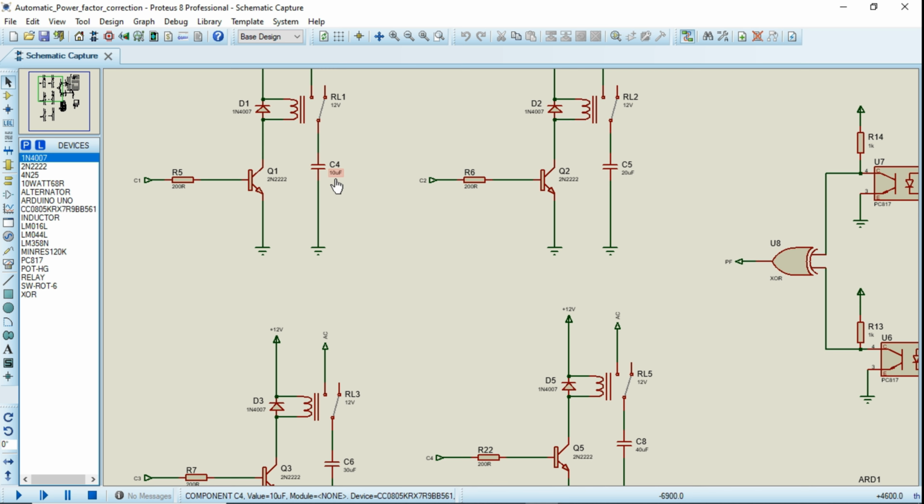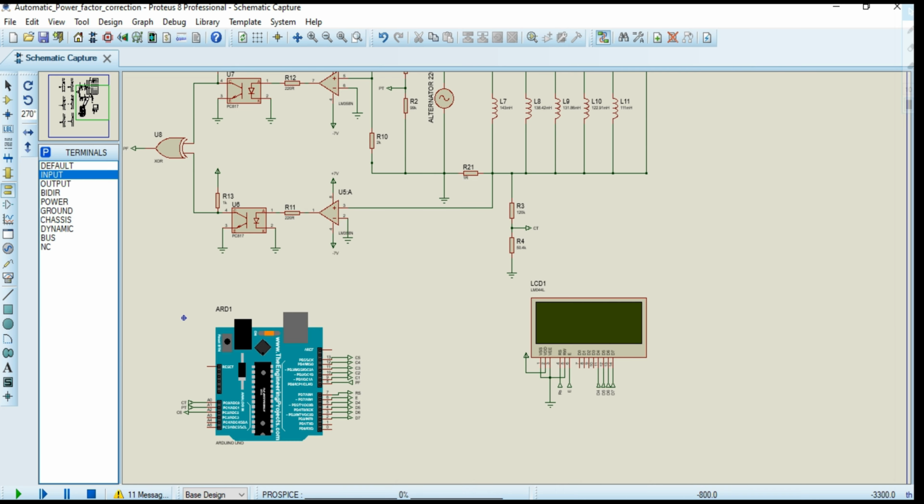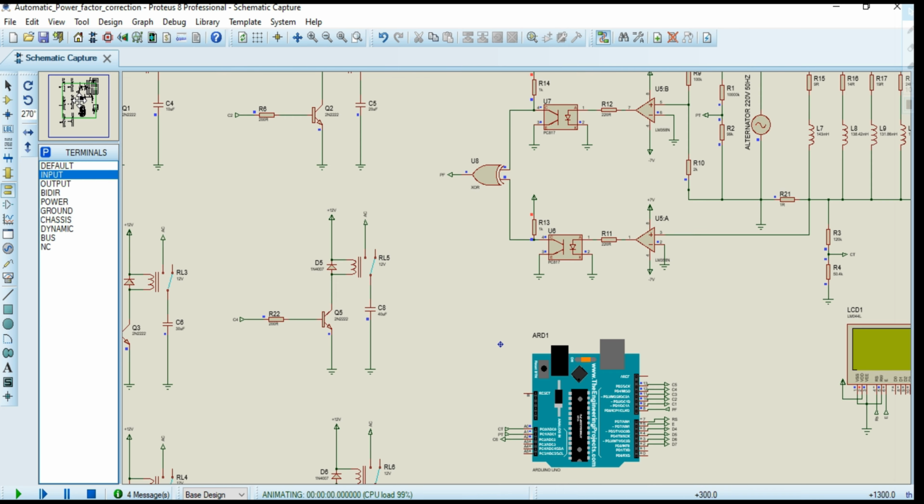If power factor is too low, all of these capacitors will be added. But if the power factor is not too low, in that case a few capacitors will be added into the system. Now we will run the simulation and see the results. So let's run the simulation and see the results.